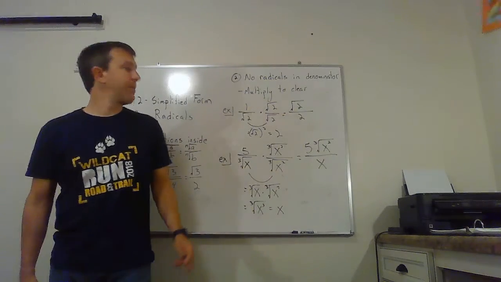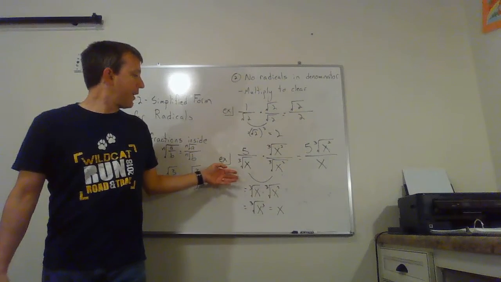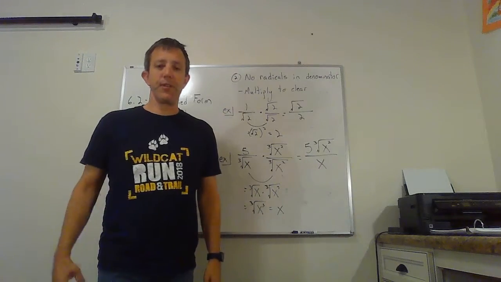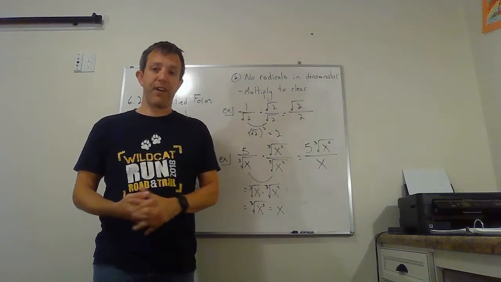So there's a couple of examples. I'm going to do another example, kind of like the second one here, as soon as I get the next board up, and then we'll look at the third thing that we need to have if we're going to simplify radicals.